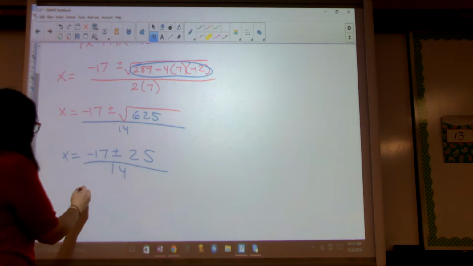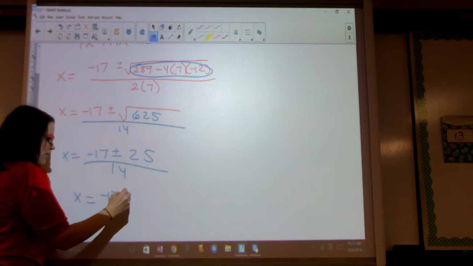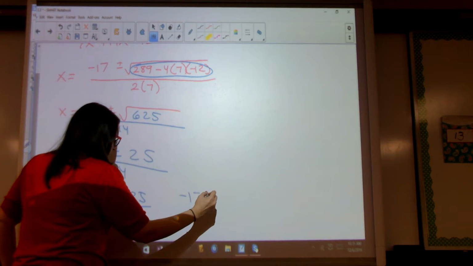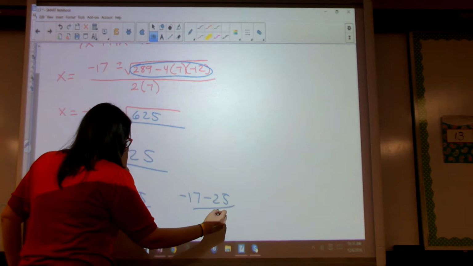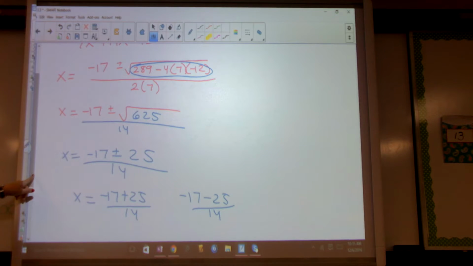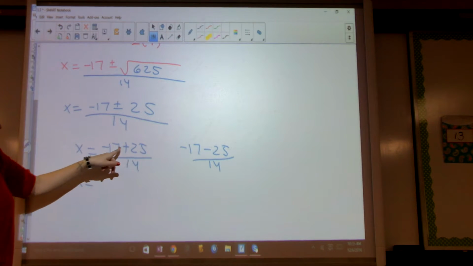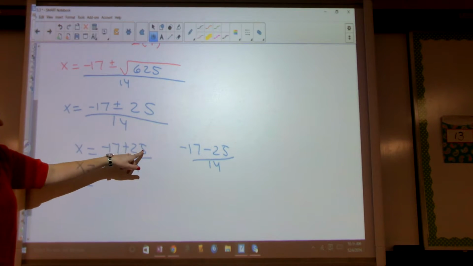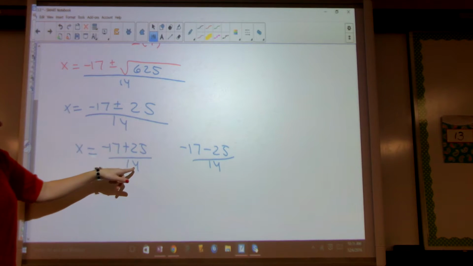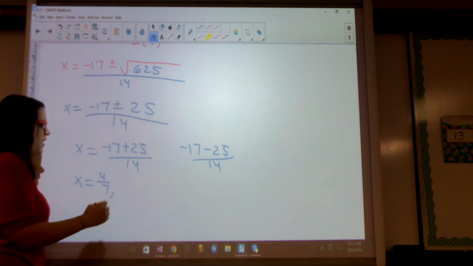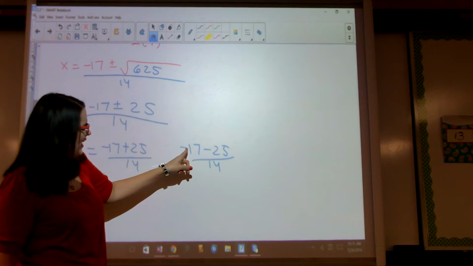Okay, now let's break that down to two different answers. That is negative 17 plus 25 over 14, and negative 17 minus 25 all over 14. So x equals, when you add those, you get 8 divided by 14. What does 8 over 14 reduce to? 4 over 7. Here, you're going to get, what, negative 42?